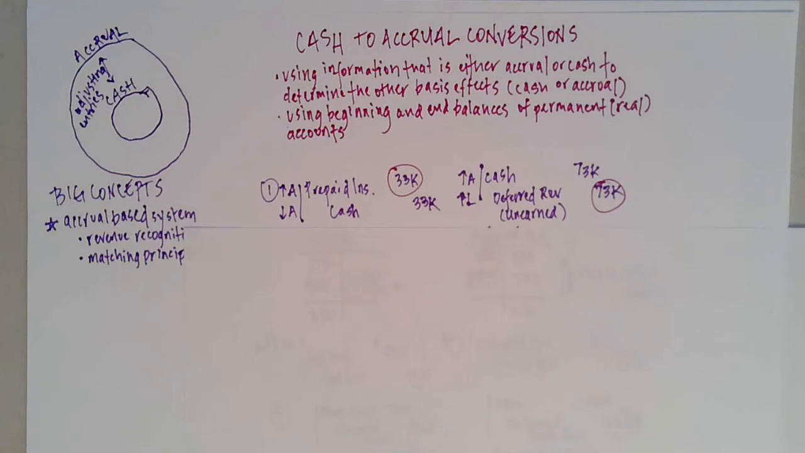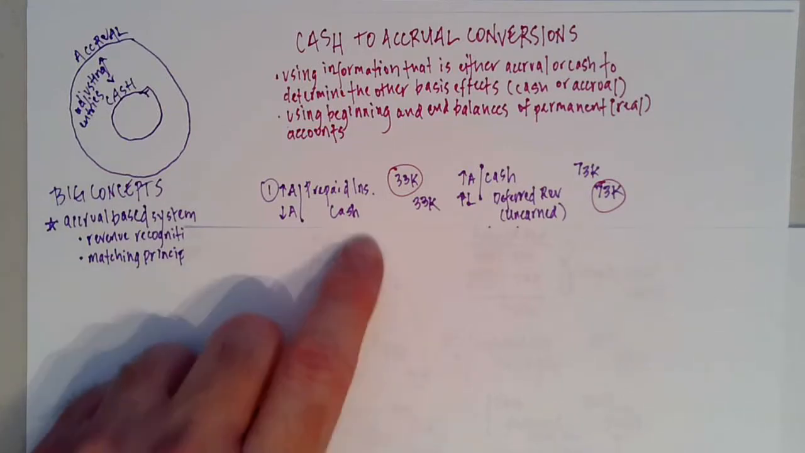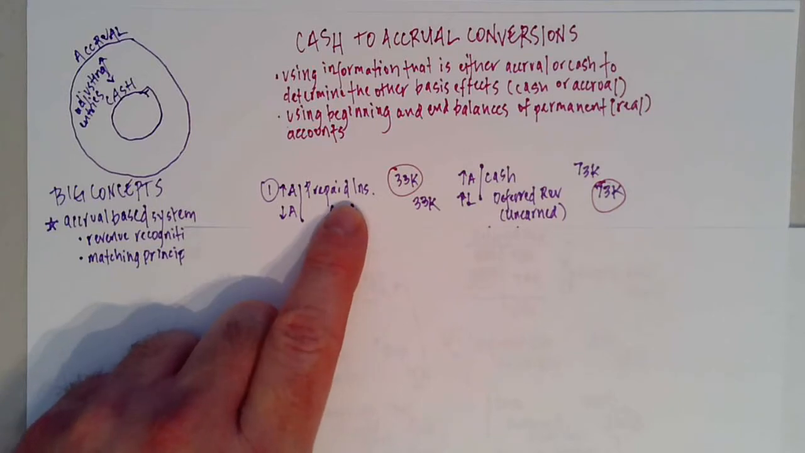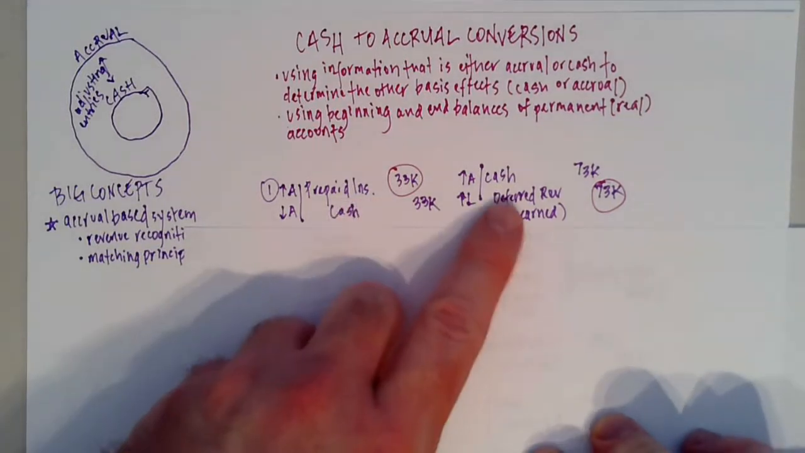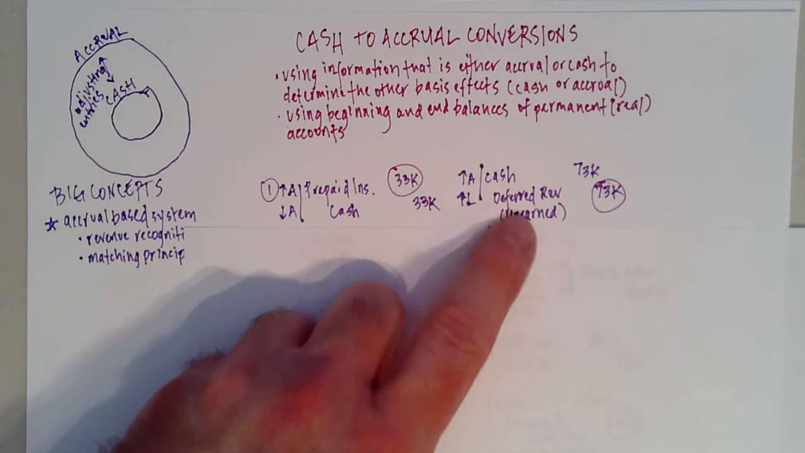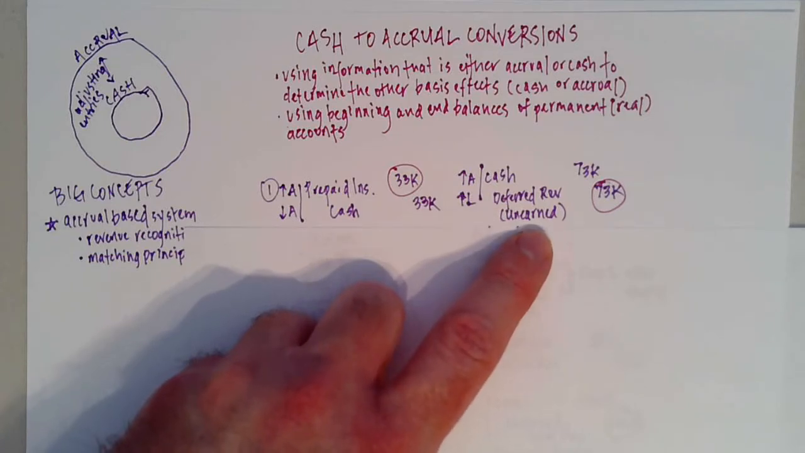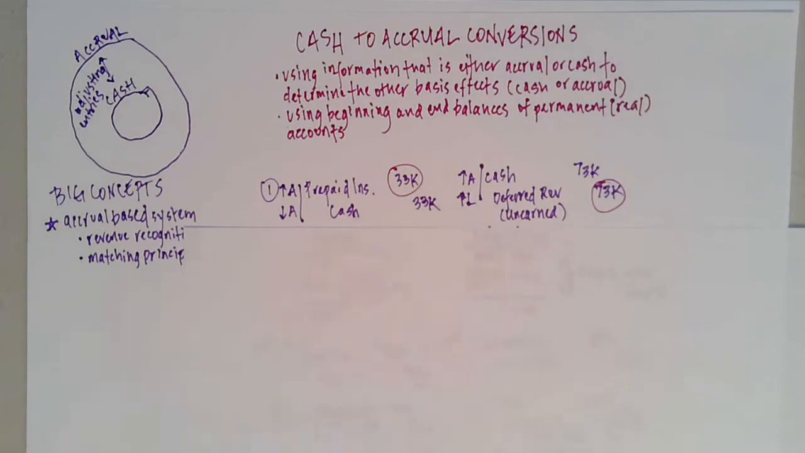We received some cash or we paid some cash. So what did we get for the cash we paid? Well, we got some prepaid insurance, right? And what do we owe for the cash we received? We owe some services in the future. So that's a deferred or unearned revenue.